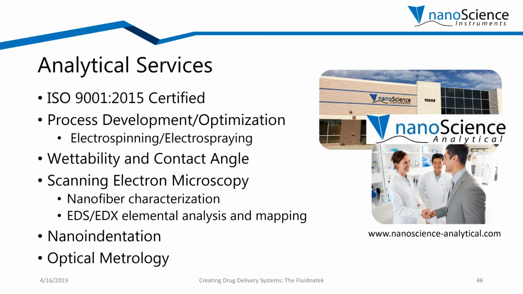Lastly, I would like to remind everyone of our analytical services. We offer process development and optimization of your current electrospinning solution. We also offer characterization techniques like wettability and contact angle for when the hydrophilicity of your sample is needed. We also offer microstructure analysis, just in case you want to see the microstructure of your sample. It doesn't need to be Electrospun. It can be any type of material.